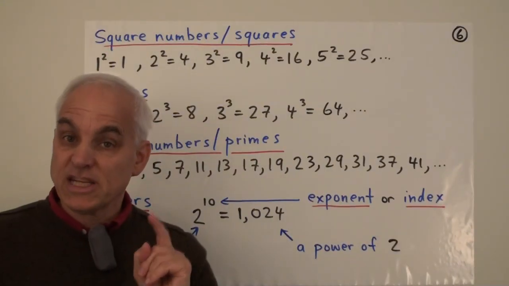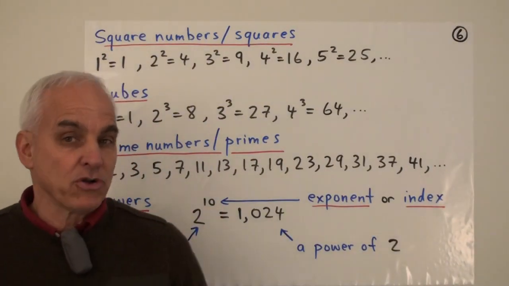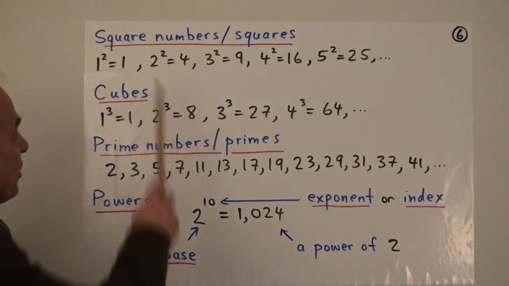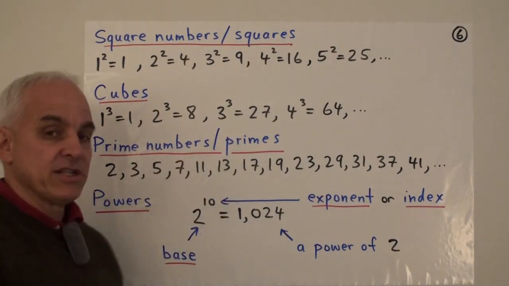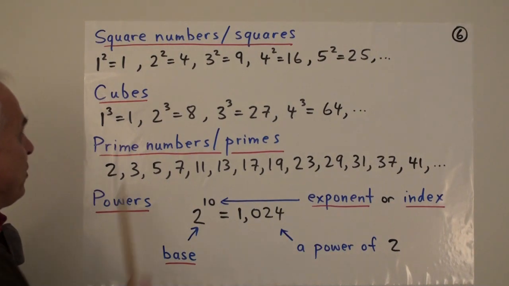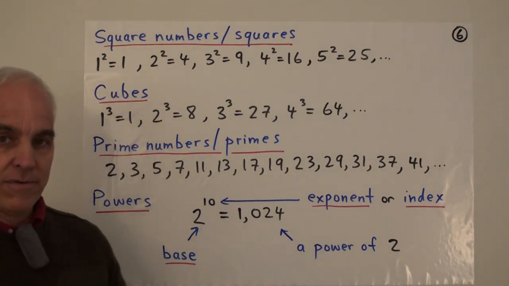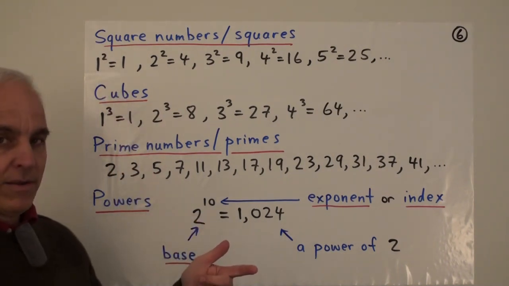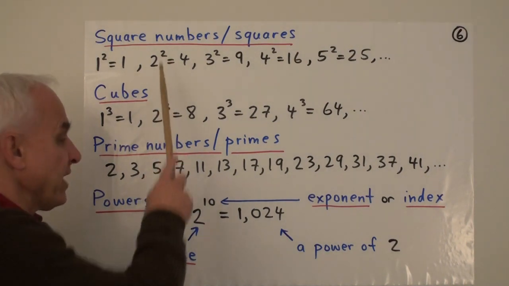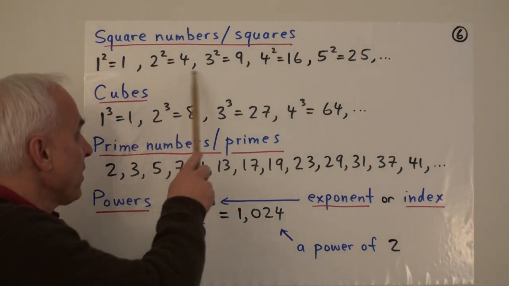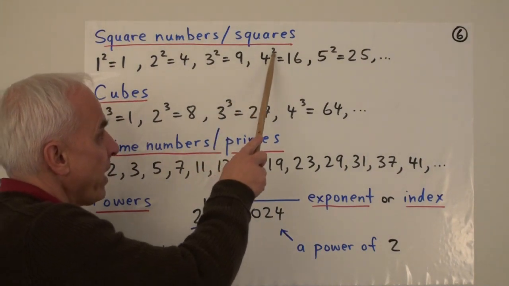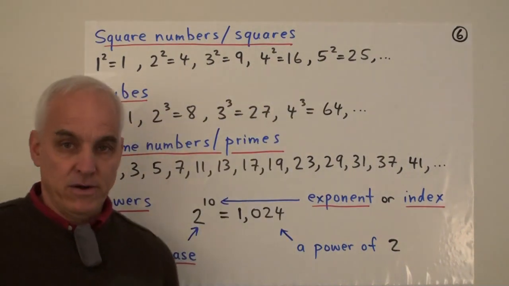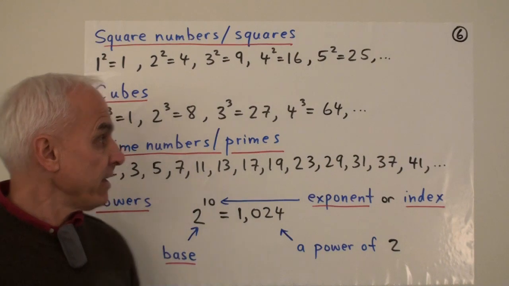There are some numbers, some natural numbers, that play a special role in mathematics. They come up a lot. They have a special name. The square numbers are sometimes also called just the squares. And they are what you get when you take a natural number and multiply it by itself. That's called squaring a number. So 1 squared means 1 times 1, which is 1. 2 squared, that's 2 times 2, which is 4. 3 squared is 9, 4 squared is 16, 5 squared equals 25. So we call these numbers the squares. They play an important role in mathematics.